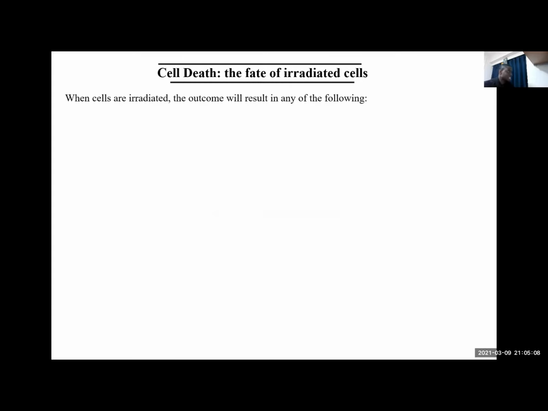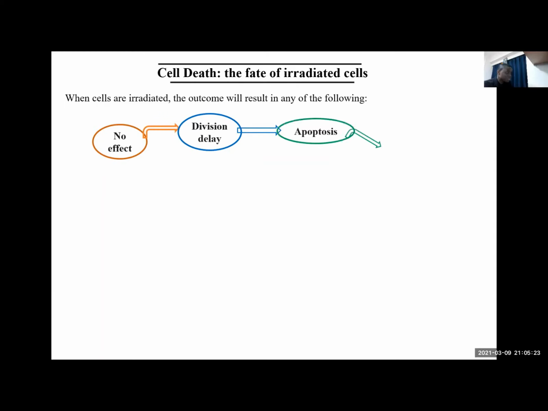So when cells are irradiated, the outcome could be 9 different outcomes, which I'm going to explain briefly. The first process is that there is no effect. In the second process, there is a delayed division. This is when the cell is delayed from going through division. The third process is apoptosis, which I explained. And there is reproductive failure, which is the first outcome I already explained. Remember the loss of clonogenic capacity.